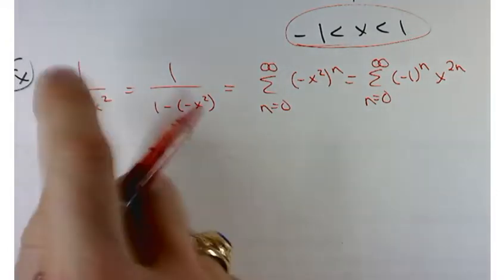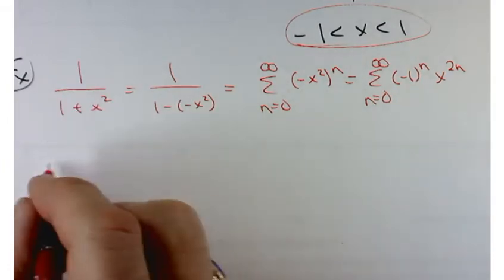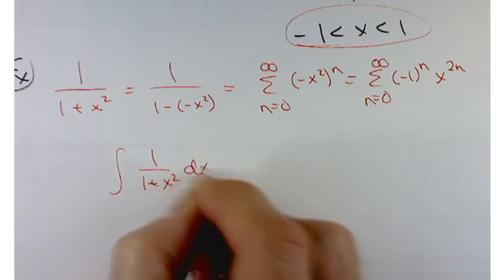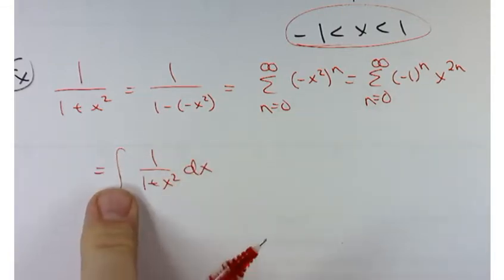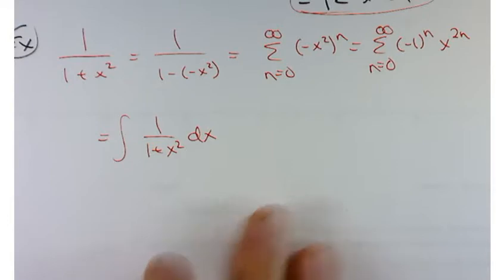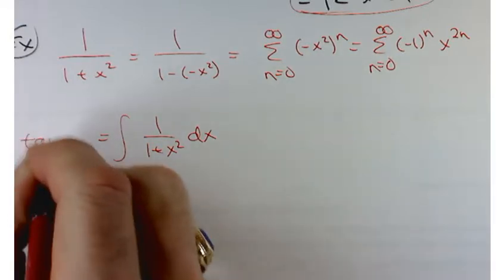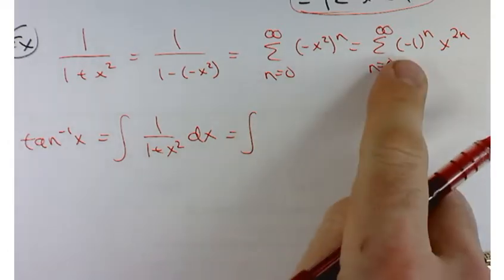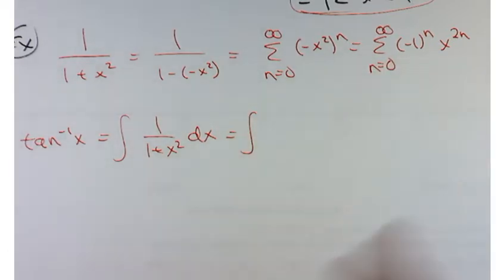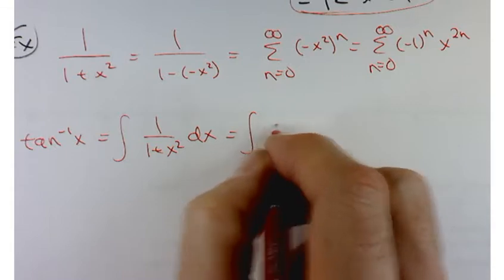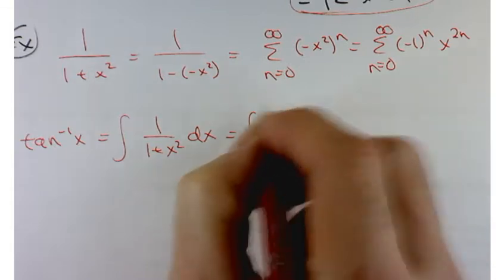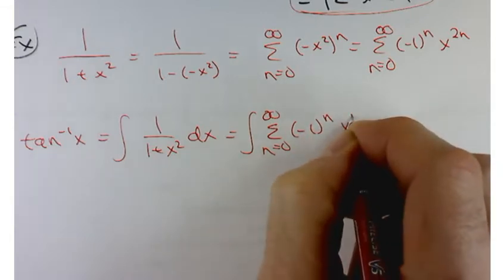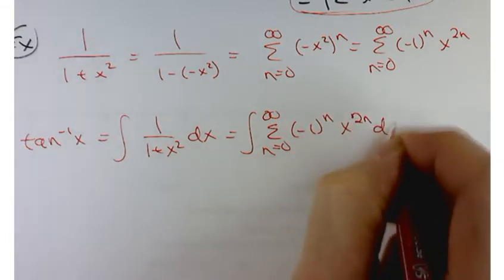What if I integrated this? What if I integrated 1 over 1 plus x squared dx? Does anyone remember what that integral gives me? The arctangent. Excellent. So tan inverse of x. But let's integrate the series over here. So if I integrate the series, that's going to be the integral of the sum from n equals 0 to infinity of negative 1 to the n, x to the 2n, dx.